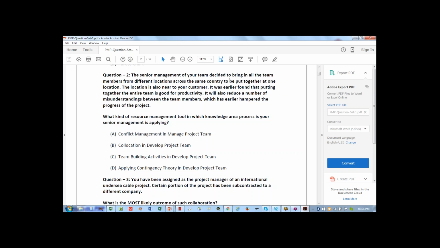Question number 2: senior management of your team decide to bring in all team members from different locations across the same country and put them together at one location near your customer. It was earlier found that putting them together is good for productivity. It will also reduce the number of misunderstandings. So what kind of resource management tool, in which knowledge area? Basically what you are doing is co-location in develop project team. When you are bringing people together so as to cut down on the communication time and confusion, you are doing co-location, right?